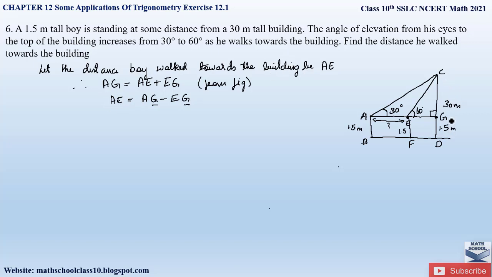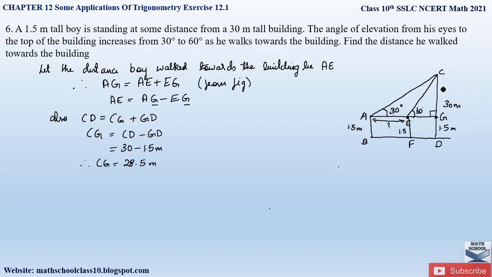Also from the figure you can observe that CD is equal to CG plus GD. So now let us find out the CG value. CG is equal to CD minus GD, right? Here what is the CD? That is 30 meter minus GD, which is 1.5 meter. So therefore the CG value will be equal to 28.5 meter.